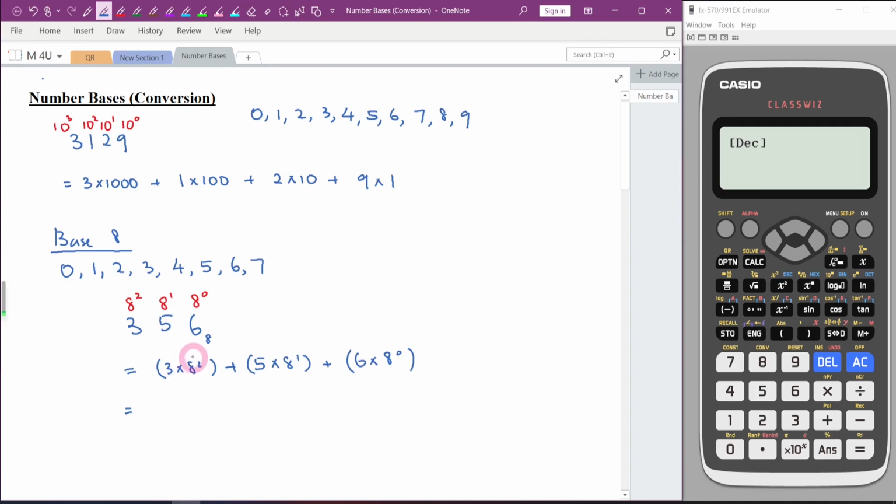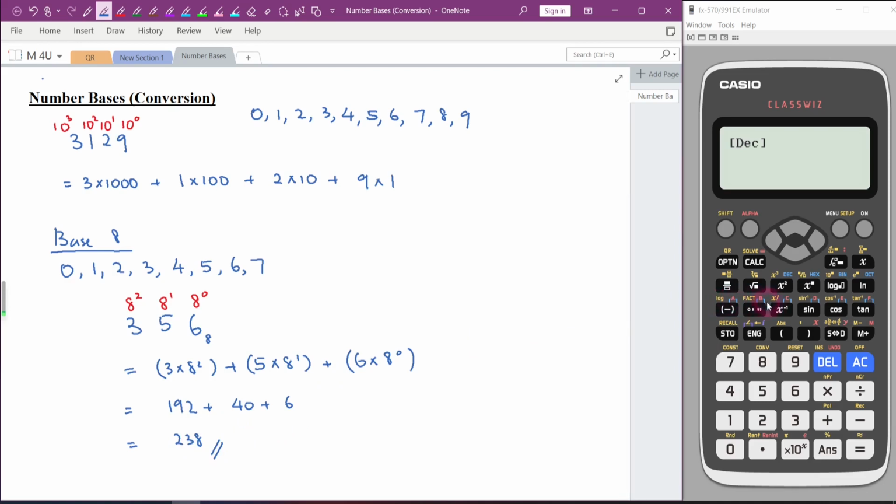Okay? So this one you can just press on your calculator. 3 times 64, you will get 192. And 5 times 8 power 1, which is 5 times 8, is 40. And this is 6. 192 plus 40 plus 6 is equal to 238 base 10. If you don't see any small number written here, then it means this is base 10.